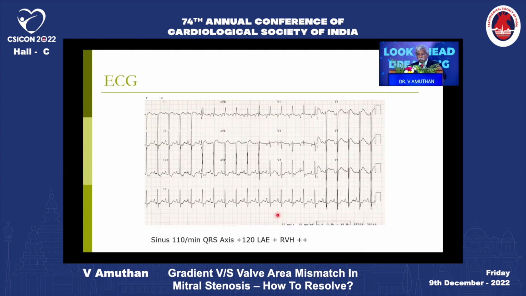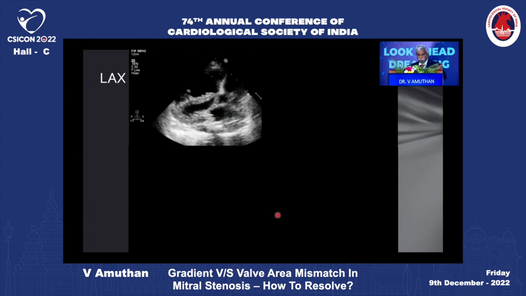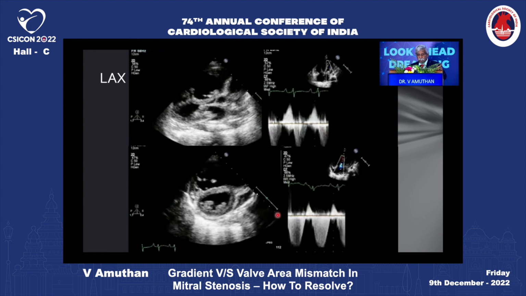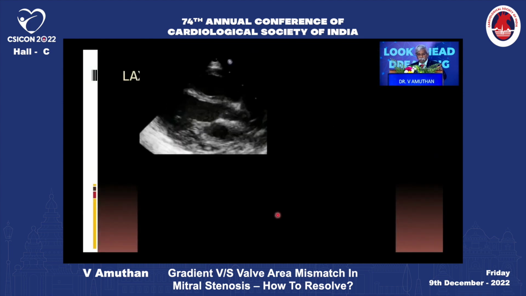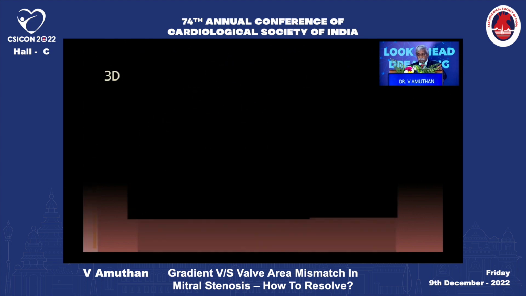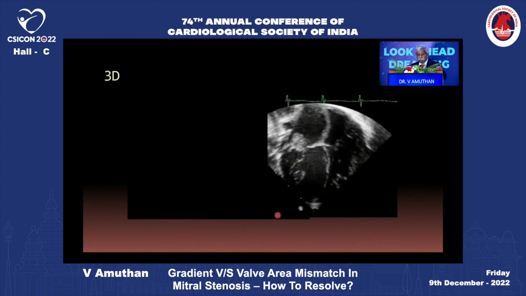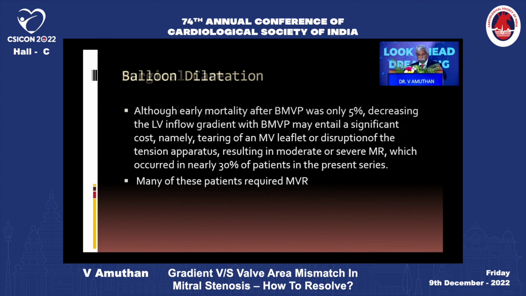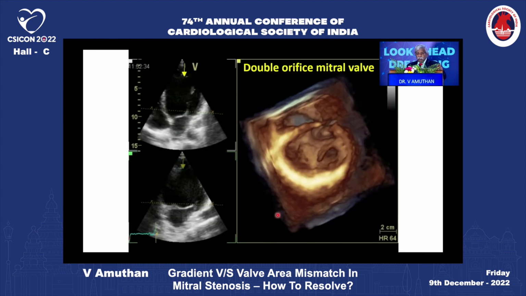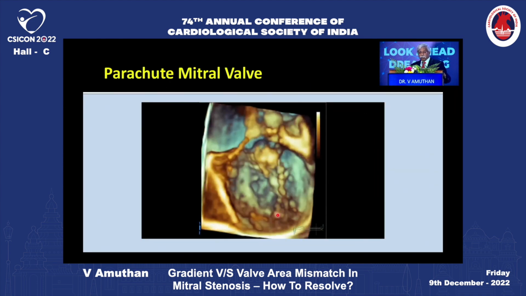This is mucopolysaccharidosis, one case of mitral stenosis, and the gradients seen. And similarly, this is another patient with parachute mitral valve. So, balloon is not possible in these patients. So, this is another double orifice mitral valve.